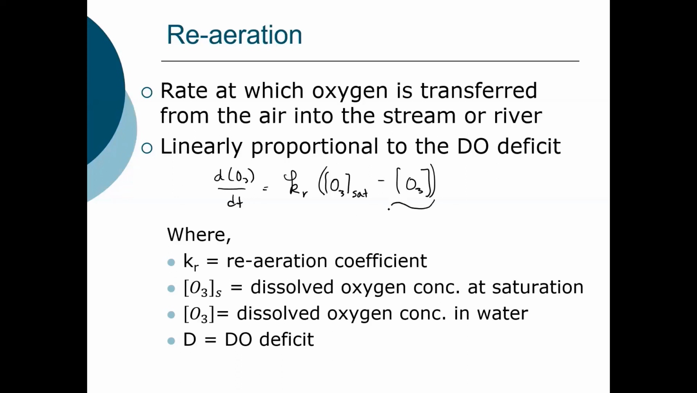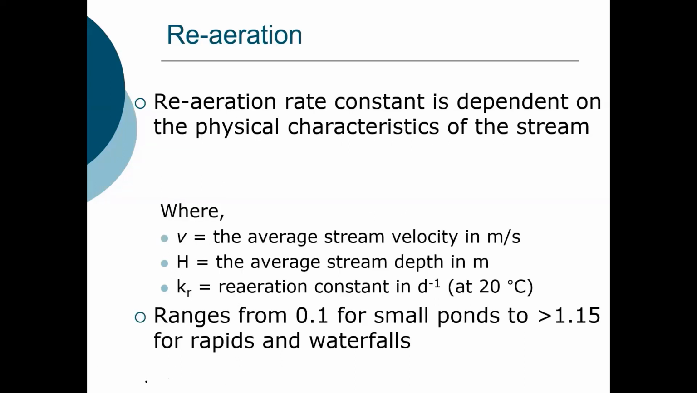And note, this term here is what we refer to as the deficit. So this is equivalent to K sub R times D, where D is the deficit. And this is important because you'll see that in the Streeter-Phelps model, the term that we use for dissolved oxygen is not the dissolved oxygen concentration, but the deficit. The reaeration rate constant is dependent also on the physical characteristics of the stream.